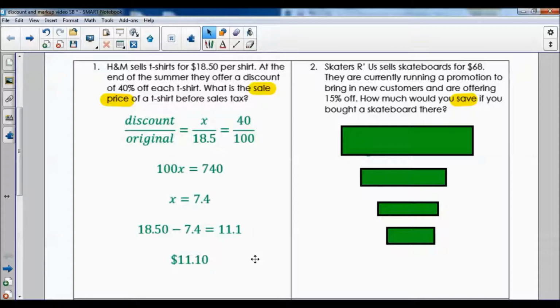Okay, one way to really double check your answer is make sure that your answer is less than it was originally, right? It needs to be less. If it's a discount, we can't be paying more than $18.50.